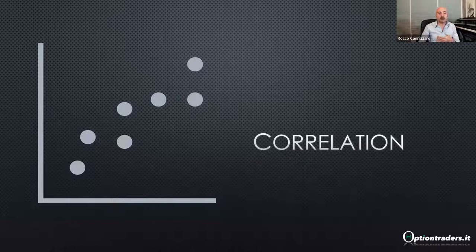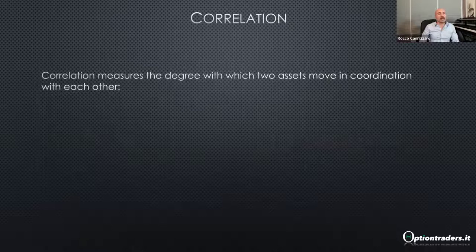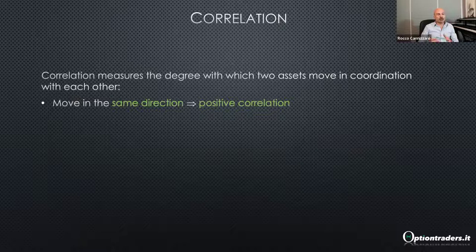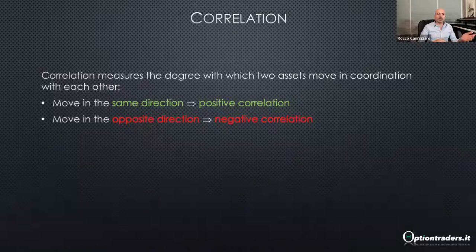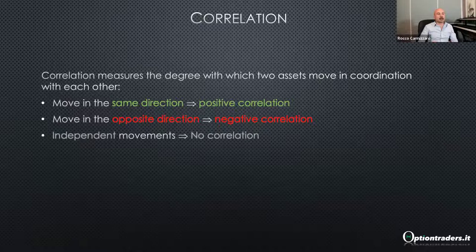And so, first of all, what's a correlation? Essentially, it's a measure of the degree by which two assets move together, in coordination with each other. Broadly speaking, if they are moving in the same direction, we say that these assets have a positive correlation. If they move in opposite directions, so when one goes up, the other one goes down, that would be negative correlation. And if they are moving independently from each other, so there's really no relationship between the two, then we talk about no correlation. So obviously this is a qualitative definition. There's a more formal one, which comes in a second.